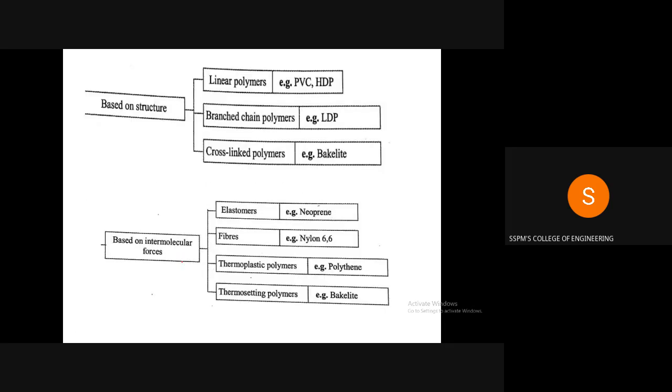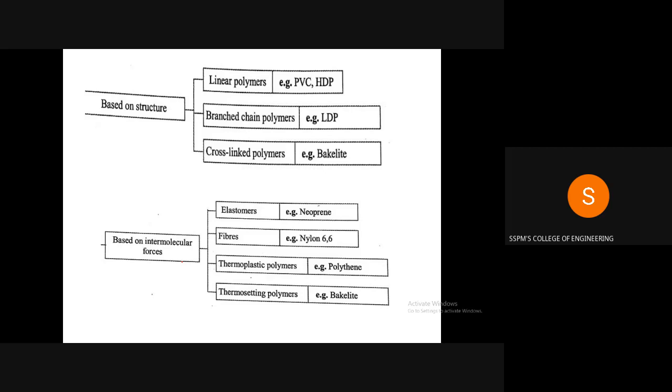Then based on the structure, it is also important. Based on structure, these polymers are classified as linear polymer, branched chain polymer, cross-link polymer. PVC means polyvinyl chloride. HDP, then LDP, high density polymer, low density polymer. Cross-link polymer, that is bakelite. Then based on intermolecular forces, that is elastomers, fibers, thermoplastic polymers and thermosetting polymers. Neoprene is an example of an elastomer. In CET 2017, they asked the question: which of the following is an elastomer? Neoprene is an example of elastomers. So it is based on intermolecular forces.